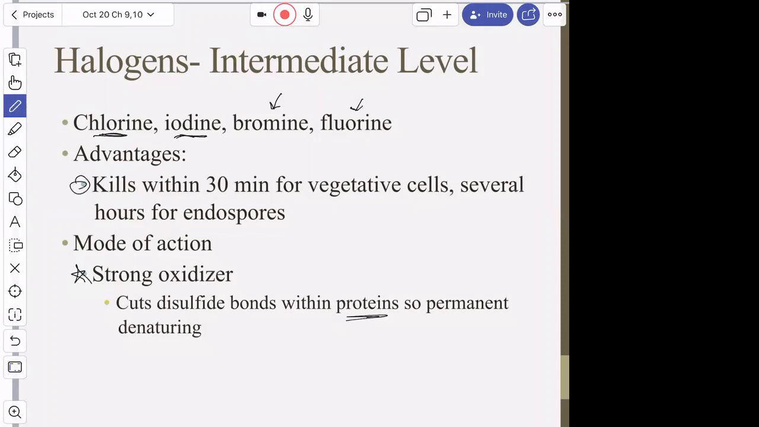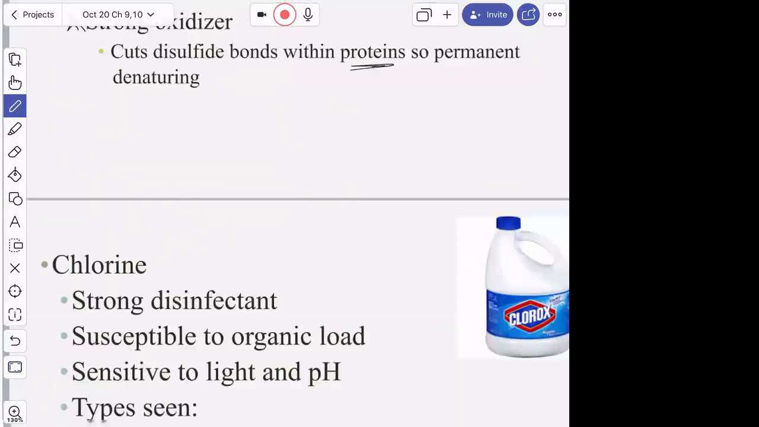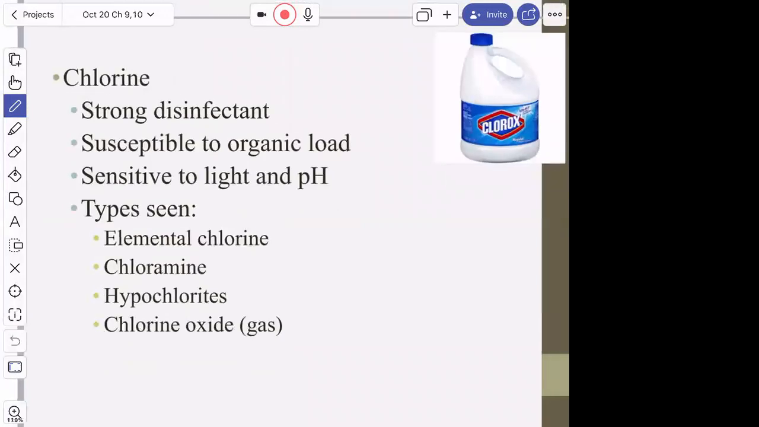And the advantages of the halogens: they work fairly quickly, within 30 minutes, usually a lot quicker than that. I'm not sure where I got that number from originally. They're not considered sporicidal because it takes several hours to kill spores. To be considered sporicidal, it has to do it, I think, within like 10 minutes to be able to deactivate them. Okay, so let's talk about chlorine first.